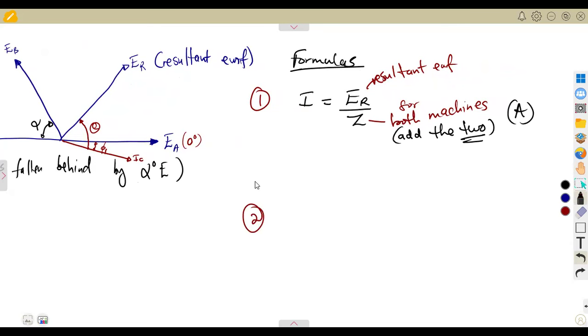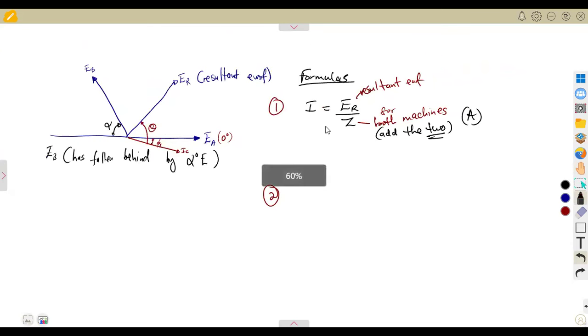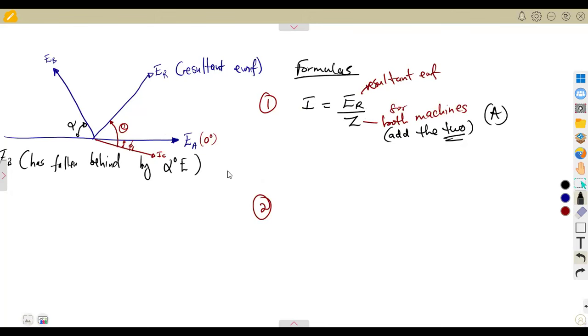Number two, you will also need a condition. Maybe you are not given the resultant and you must calculate this resultant EMF. So it follows that the resultant EMF, because B has fallen by an angle alpha, is taken to be negative. So it is the difference we are going to take, because it was supposed to be EA plus EB, but EB has fallen by a certain angle. So it is taken as a negative value. So it's going to be EA minus EB, as just the phasor presentation.